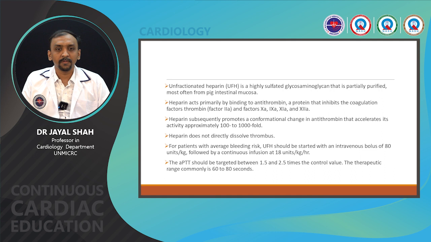The dosage of unfractionated heparin should be started at an 80 units per kg bolus, followed by a continuous infusion of 18 units per kg per hour, and regular monitoring of APTT should be done, targeted between 1.5 to 2.5 times the normal control value.